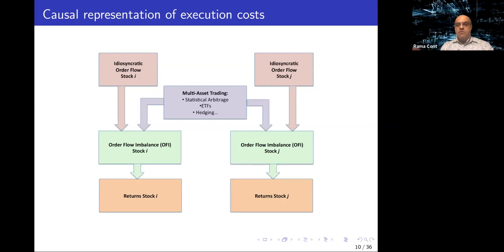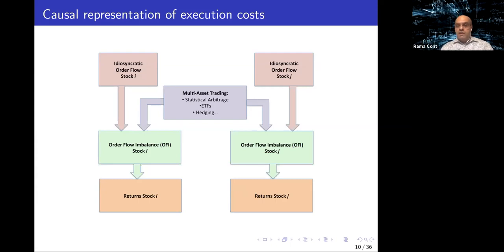Supply and demand drive price for each asset. And there are people who trade the assets simultaneously, so they create correlation in the order flow imbalance, whereas the cross-impact model requires you to accept this action at a distance thing where I trade stock I and suddenly this moves stock J through some mechanism that is unspecified.